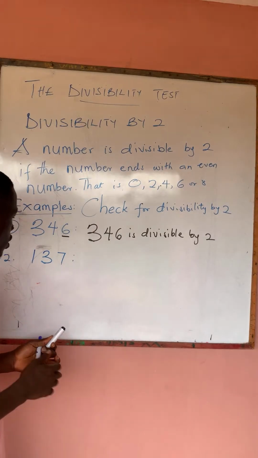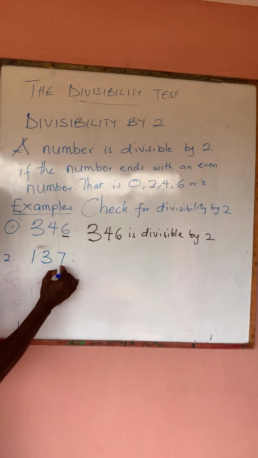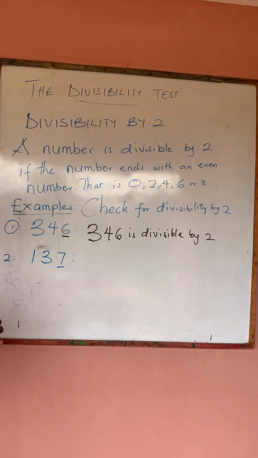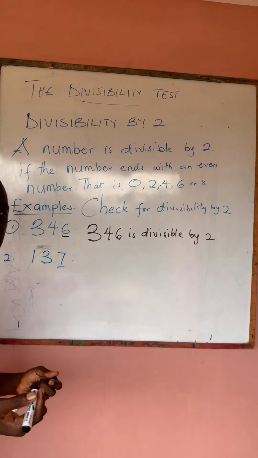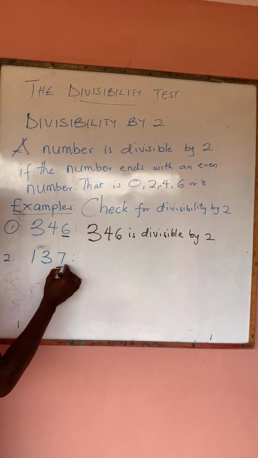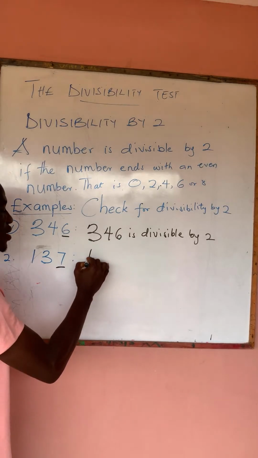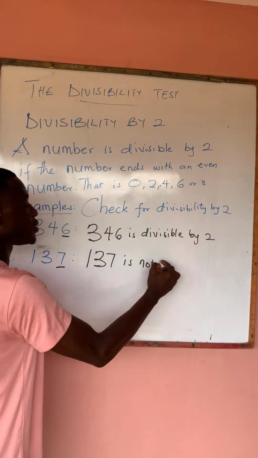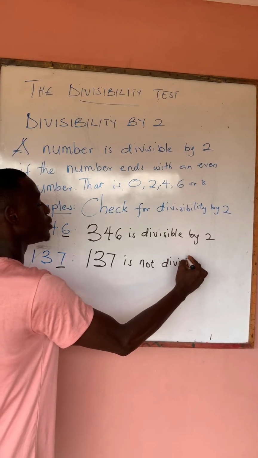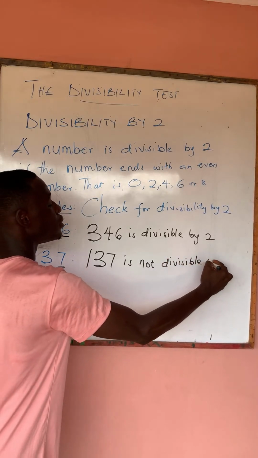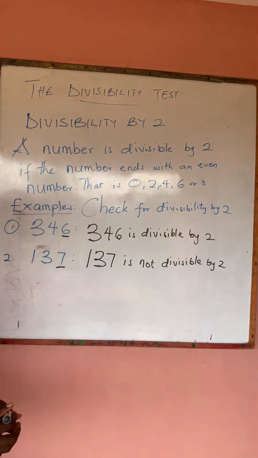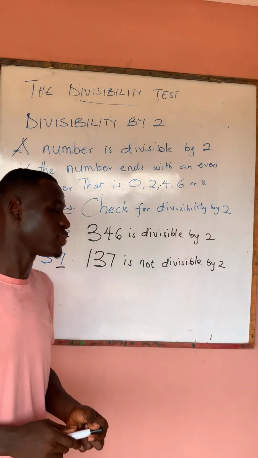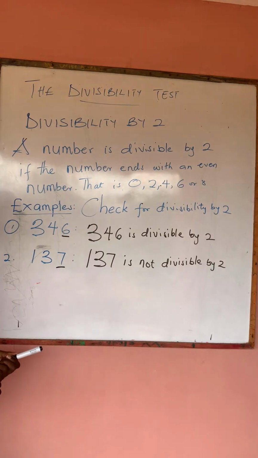So the last digit here is 7. You know 7 is not an even number. Because 7 is not an even number, we're going to conclude that 137 is not divisible by 2. Does everybody understand it? Alright, let's try the third question.